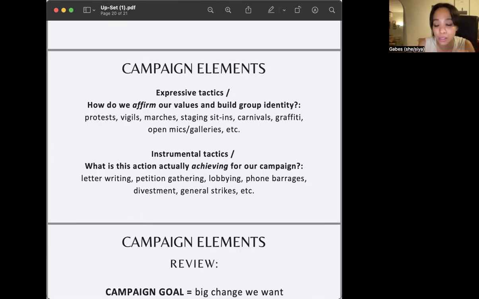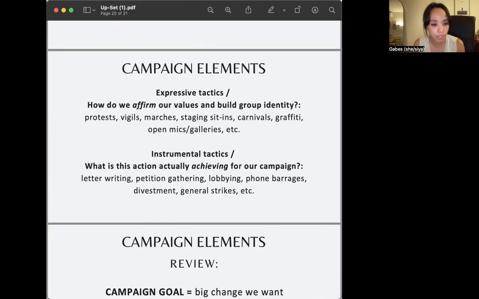So these expressive tactics help with recruitment, or sometimes it's called absorption. You try to absorb as many people as possible to join your campaign or your organization. They also help energize us as a collective. They tell impactful stories about the impacts of oppression, as well as the beautiful stories about the revolution.